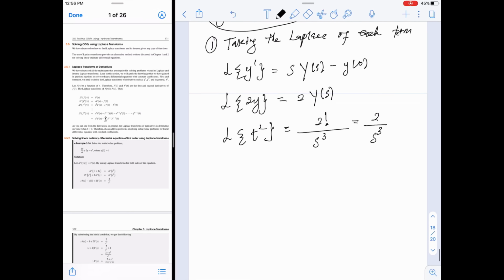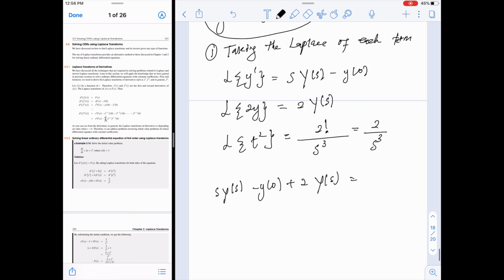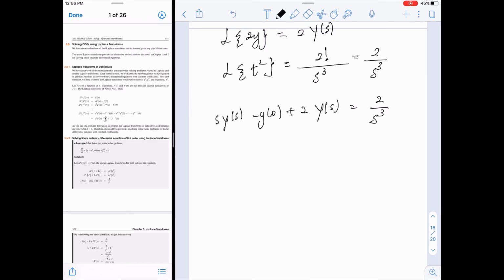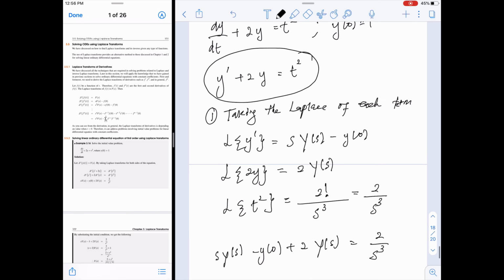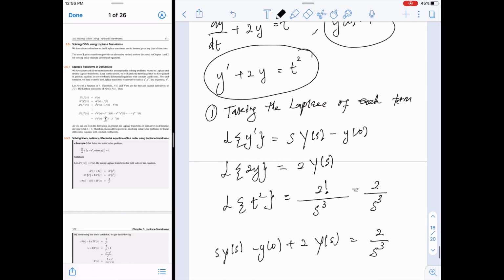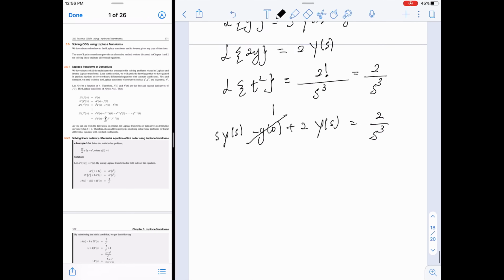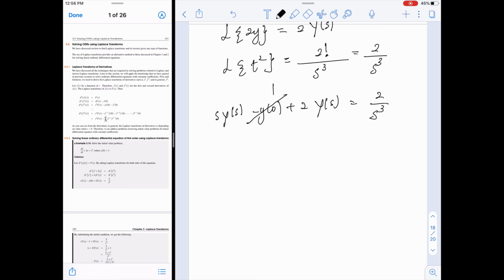So what you need to do is list down and replace it in the given question. You will have sY(s) minus y(0), plus 2Y(s), equal to 2 over s cubed. Then you need to replace the given boundary condition, where y at t equal to 0 is equal to 1. So this one is 1. This is the only one that you need to replace.